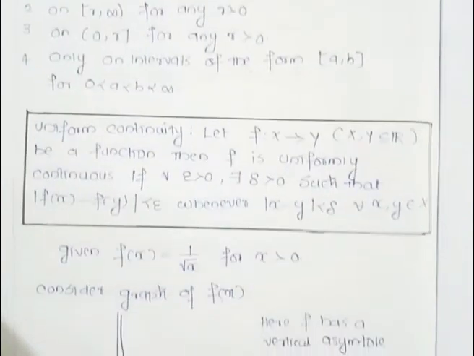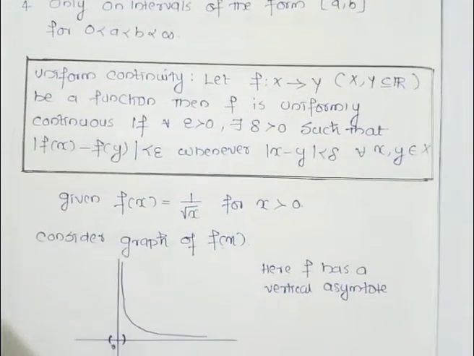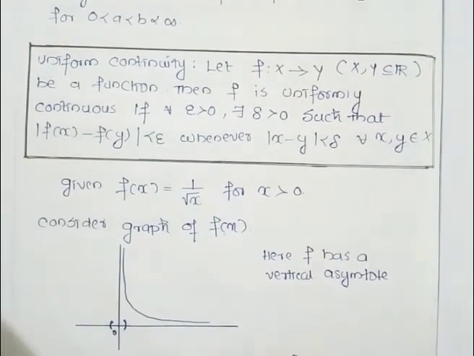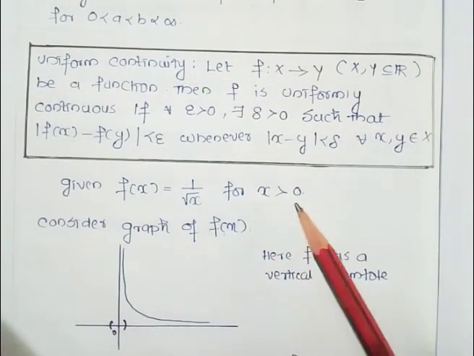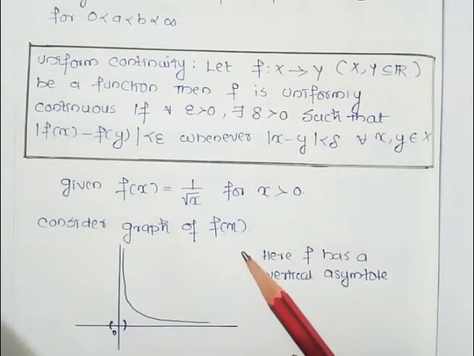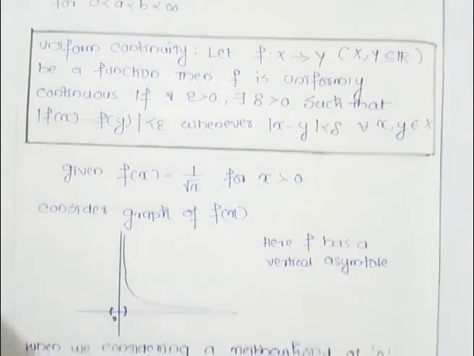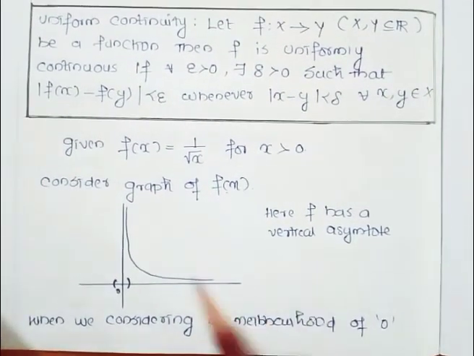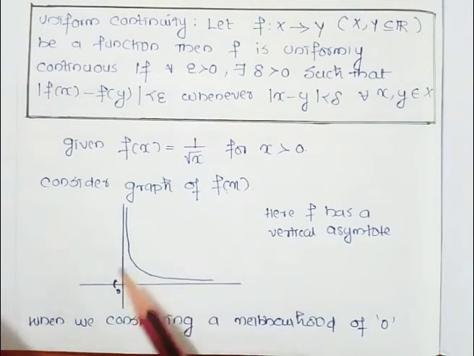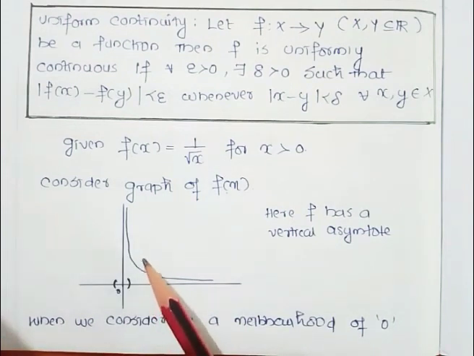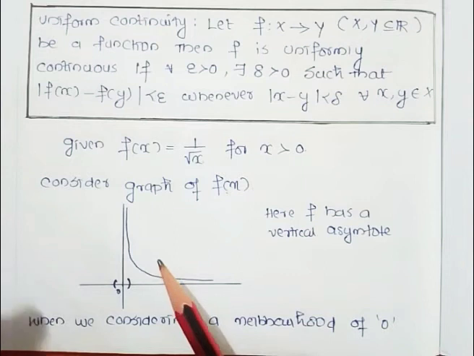So from this question we have given that f(x) = 1/√x for x > 0. Considering the graph of f(x) by drawing, we get the graph of f(x) like this. From the figure it is clear that f has a vertical asymptote. So from this we can directly conclude that f is not uniformly continuous on the interval (0, ∞).